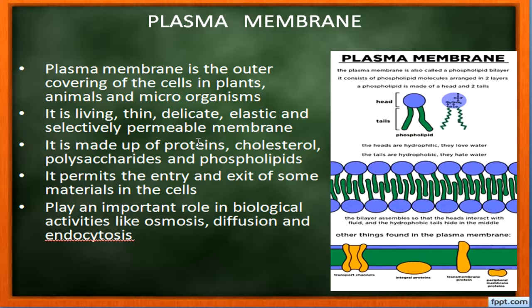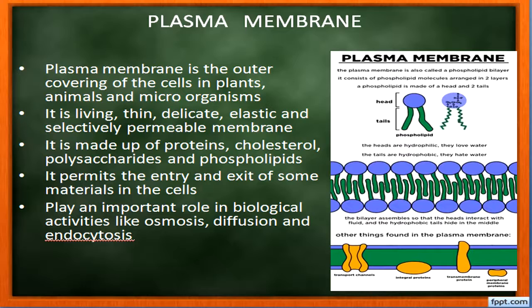So it is called the living, thin, delicate, elastic membrane, and the selectively permeable membrane. It is made up of phospholipids, proteins, cholesterol, polysaccharides. So mainly keep in mind, the plasma membrane is made up of proteins and lipids together, and it permits the entry and exit of only some materials in the cells, and it plays an important role in biological activities such as osmosis, diffusion and endocytosis. So we will be studying about these three processes now.